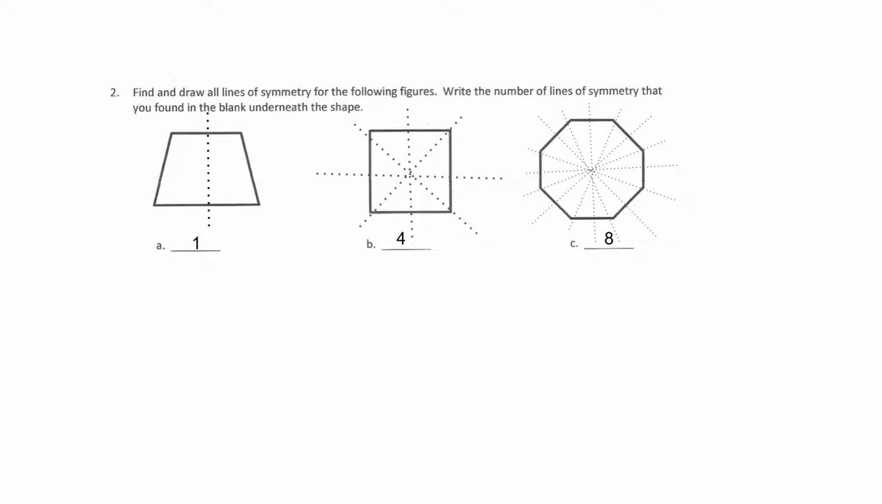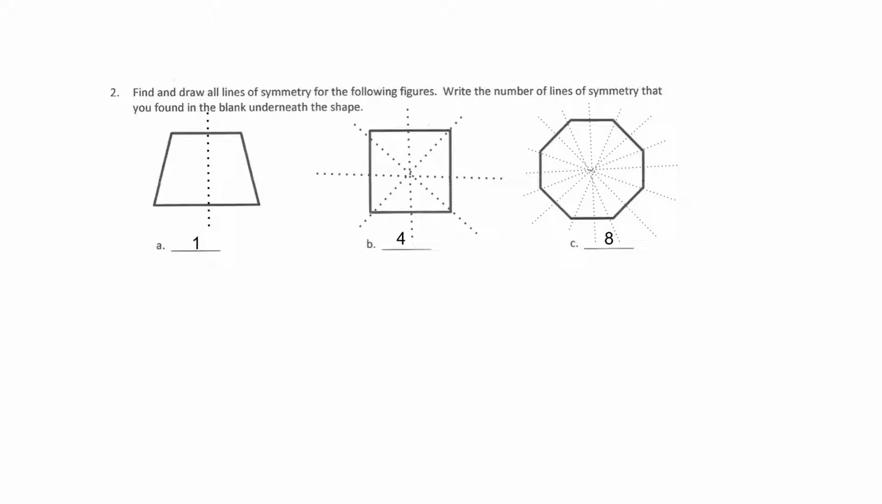Now, for number two, we're going to find and draw all lines of symmetry for the following figures and write the number of the lines of symmetry. So again, we can trace this shape and try to fold it. But because we know only the top line segment and the bottom line segment are parallel, the left and right are not parallel, then if we fold it this way, this is split in half perfectly. So there's one line of symmetry.